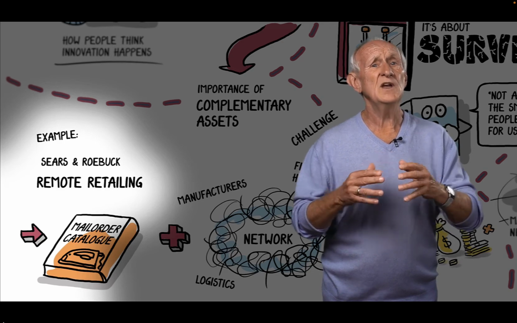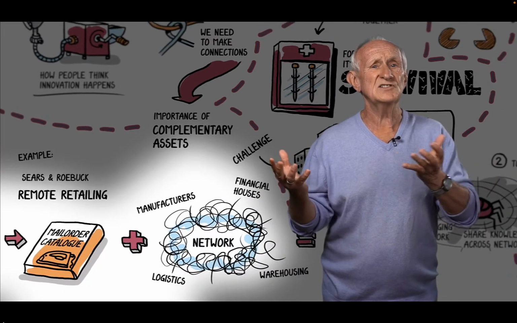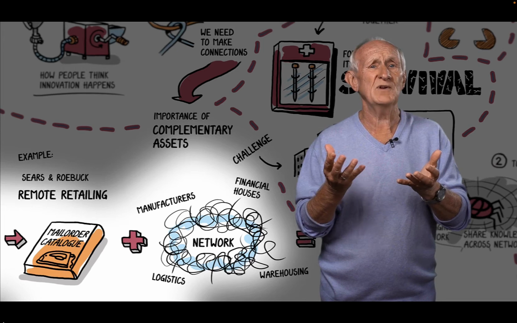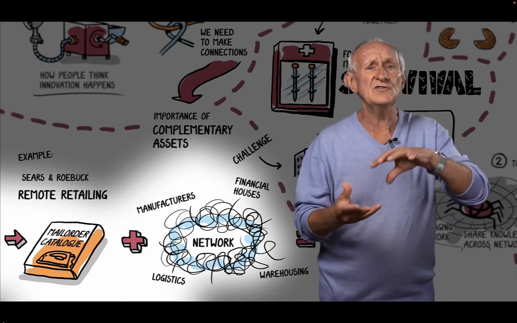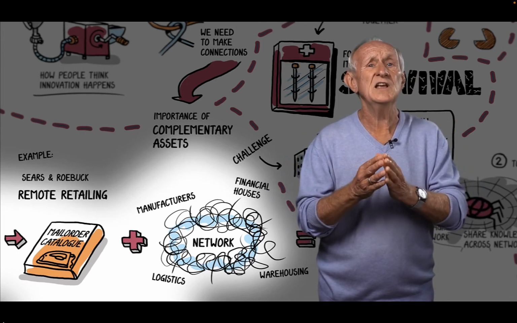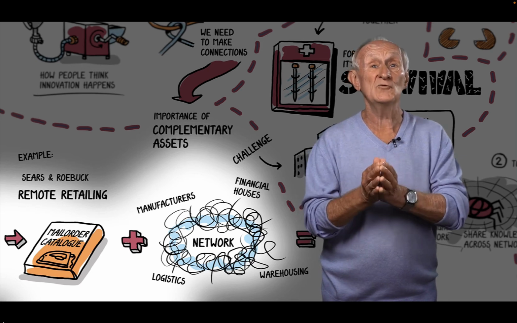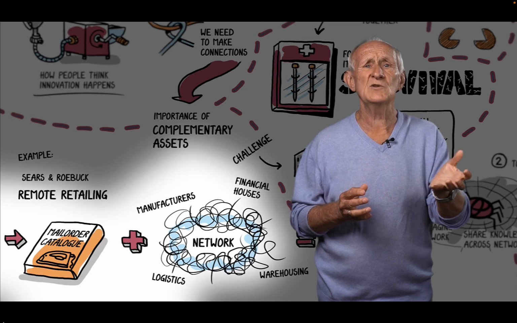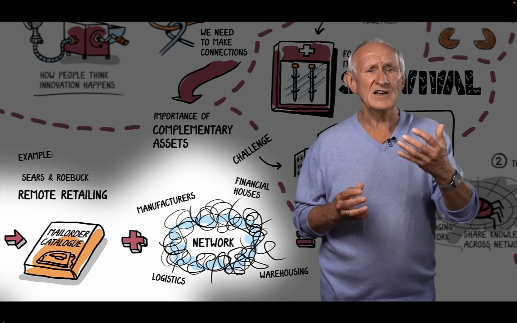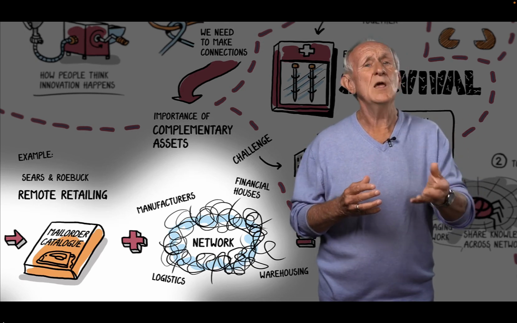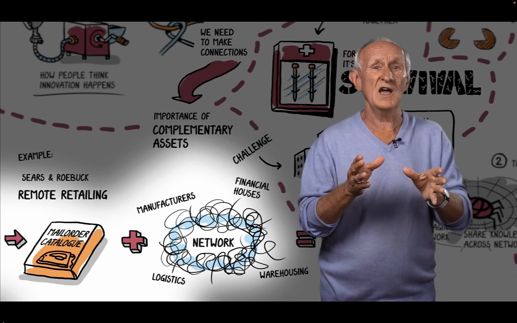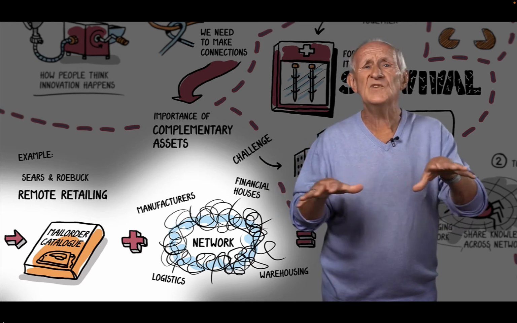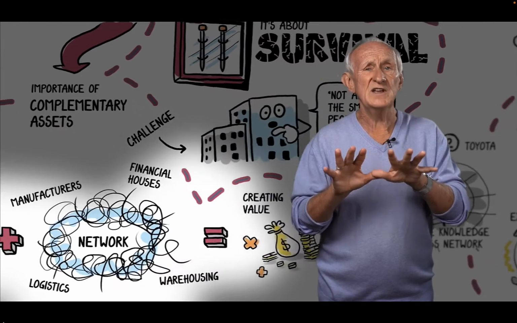What they need to do is to create a network, a system to bring many different players together, to weave those different strands of the knowledge spaghetti together to enable remote retailing. Bringing in manufacturers and suppliers of the goods they want to sell, bringing in financial houses to provide the funds, bringing in logistics and warehousing and delivery, bringing various pieces together to create value.